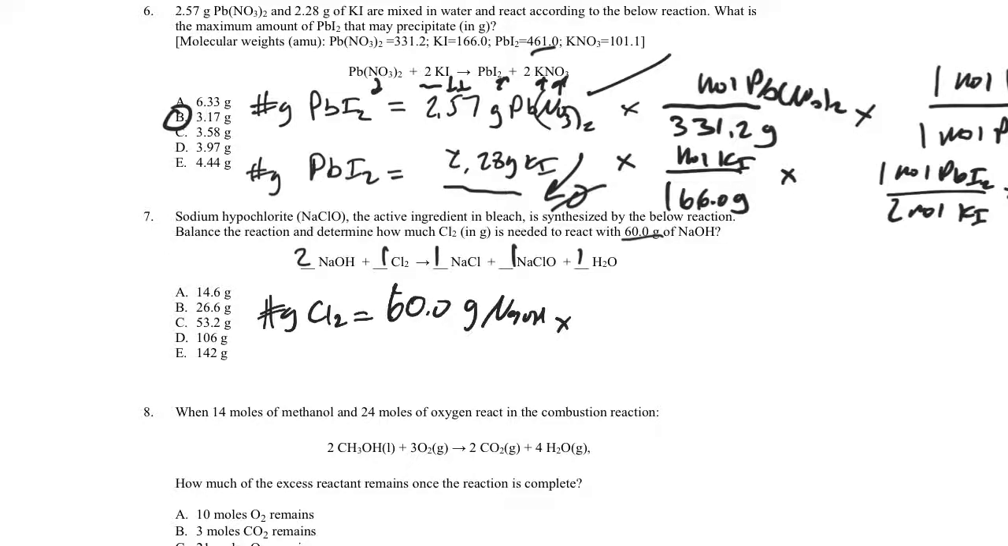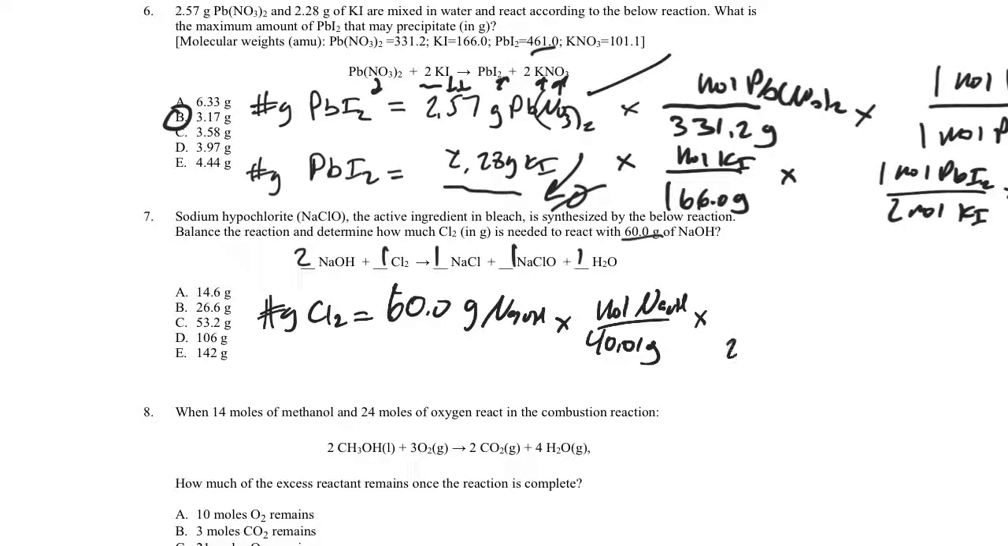We just need to go to the molar mass. That's 23.00 plus 16.00 plus 1.008, so that's 40.01 grams per mole of NaOH.